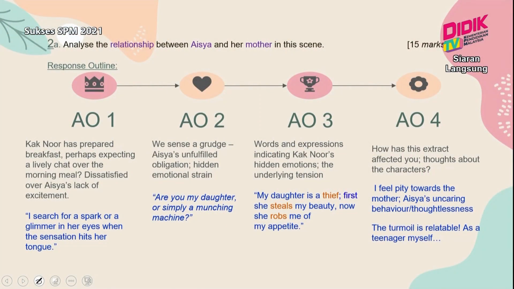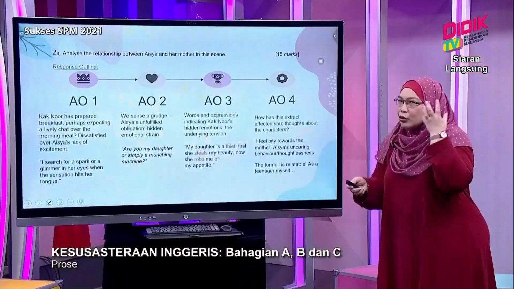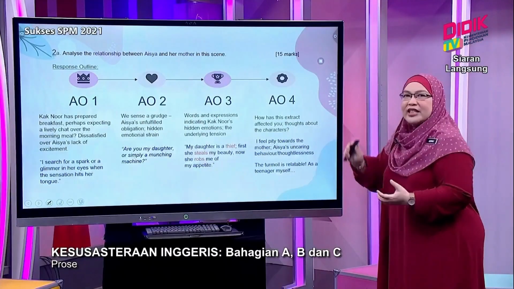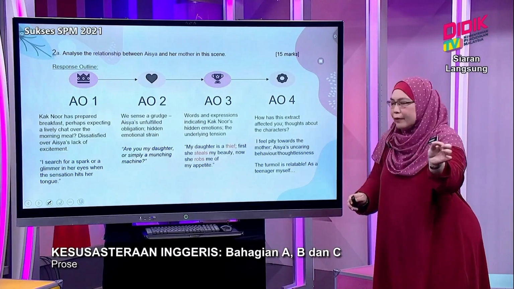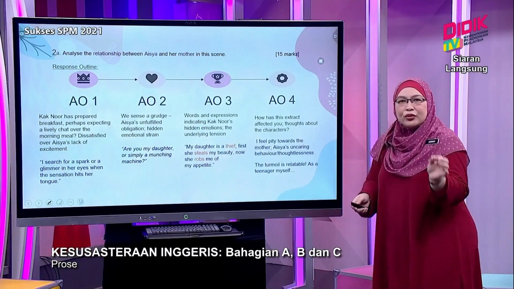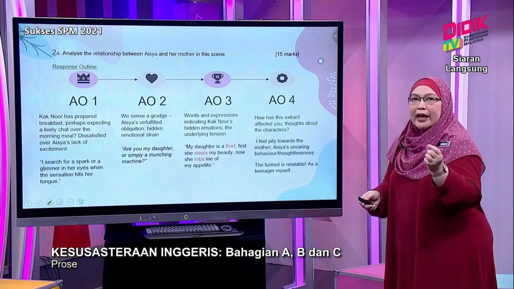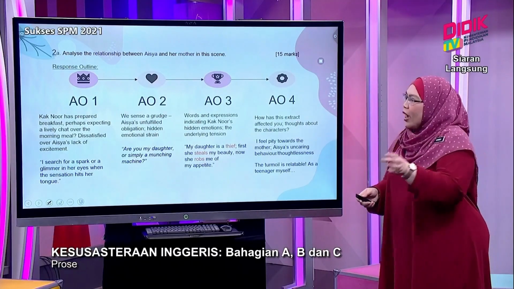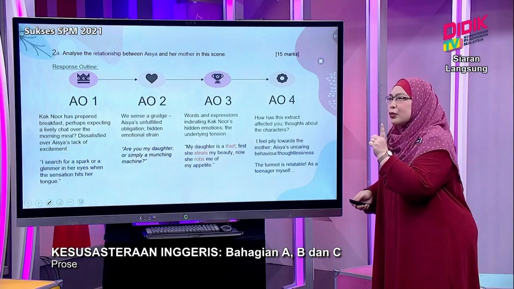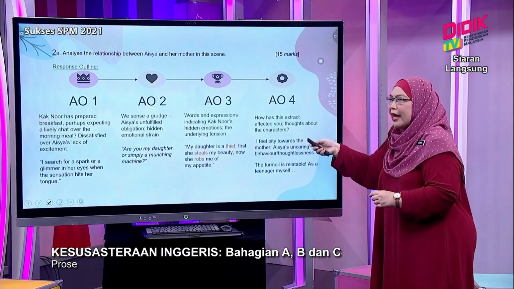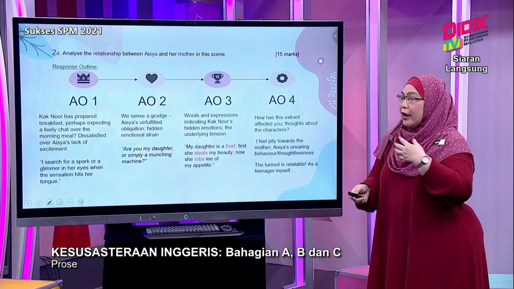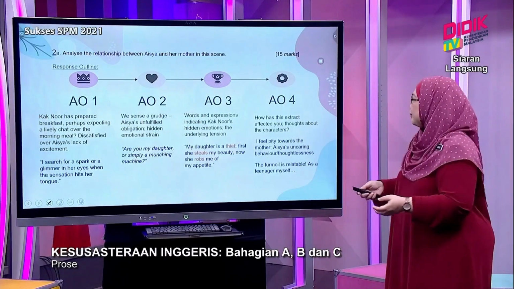It is not what it seems. It's not just breakfast one morning. What she was expecting did not materialize. Aisha did not fulfill those thoughts that she had. And when she says, "My daughter is a thief, first she steals my beauty, now she robs me of my appetite," that's your AO3. Why did the author use these words, a thief who steals and robs? No mother would describe her own child like that, isn't it?